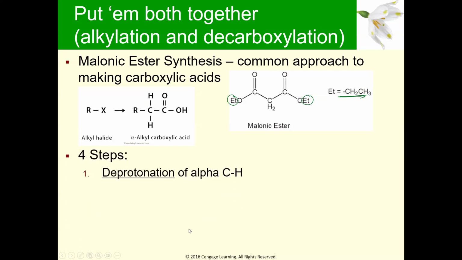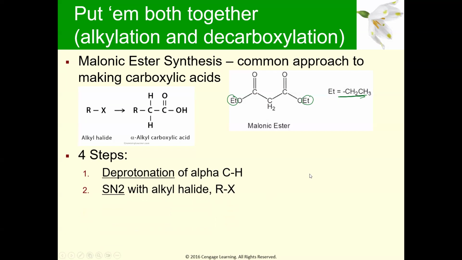All right, so here are the 4 steps of malonic ester synthesis. We'll look at the steps, and then we'll look at some examples. First of all, you have deprotonation. Remember that this is your alpha carbon, deprotonation of an alpha carbon. The hydrogens here in malonic ester are mildly acidic. Their pKa is fairly low. So we have to remove one of those hydrogens. That creates a carbanion, which can act as a nucleophile.